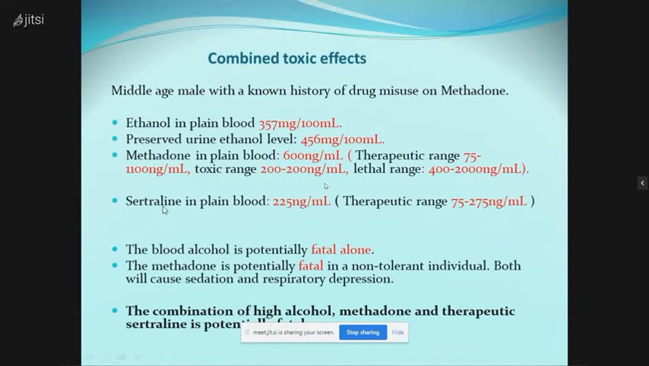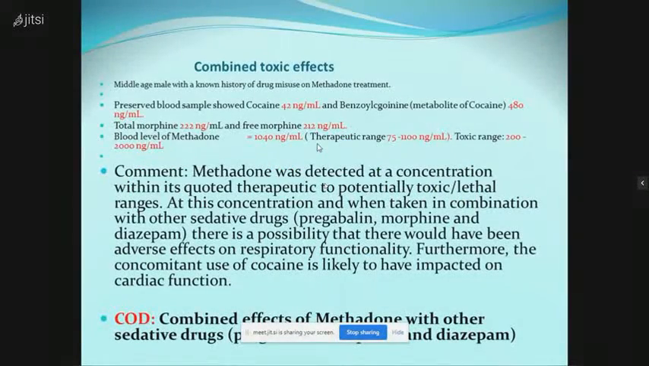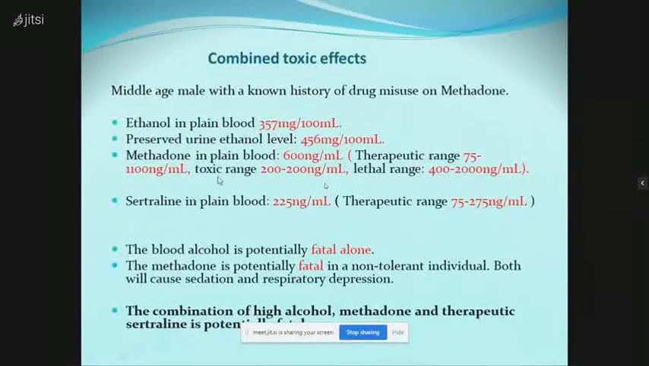But the person also was on sertraline, and the level of sertraline in the blood was 225 nanogram. It is within the therapeutic range, but this is an example where the combined effect of sertraline and methadone, in spite of the fact that they are within the therapeutic range, with alcohol can lead to fatality and death. So this is an example of combined toxic effect of alcohol and other drugs.